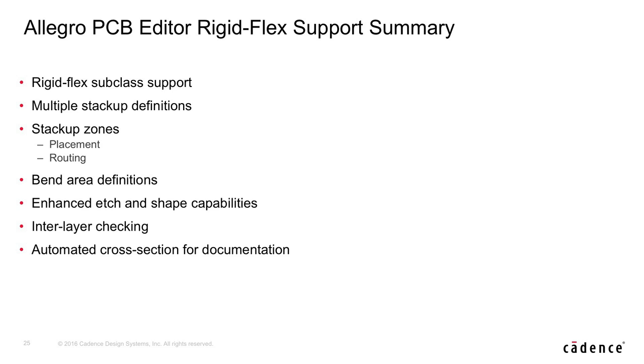Interlayer checking, those critical rule checks that go between mask layers and other types of layers to verify for clearances and overlaps that are required in my design process, as well as the automated cross-section generation details for documentation. So we see how well Allegro has done in supporting rigid flex, eliminating a lot of workarounds that used to tie up so much of our time, and now it's just part of the tool. It makes life much easier now in creating rigid flex designs.